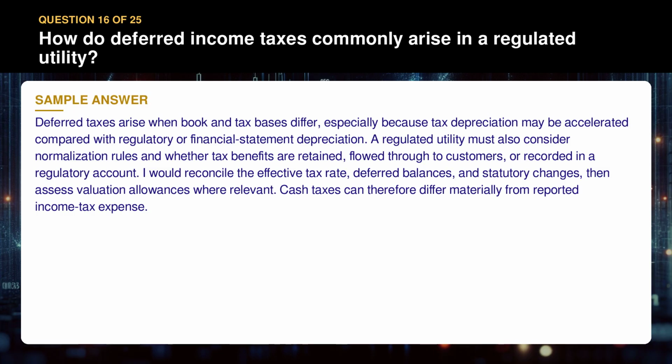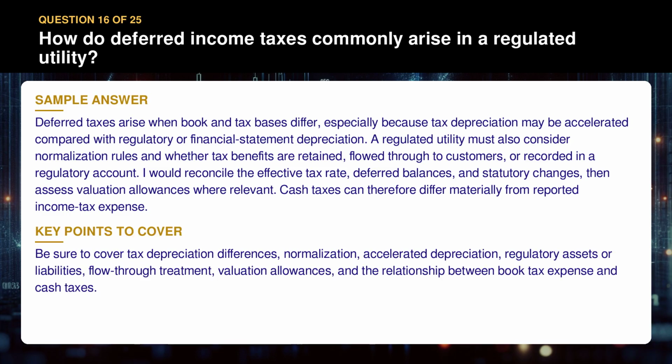I would reconcile the effective tax rate, deferred balances, and statutory changes, then assess valuation allowances where relevant. Cash taxes can therefore differ materially from reported income tax expense. Be sure to cover tax depreciation differences, normalization, accelerated depreciation, regulatory assets or liabilities, flow-through treatment, valuation allowances, and the relationship between book tax expense and cash taxes.